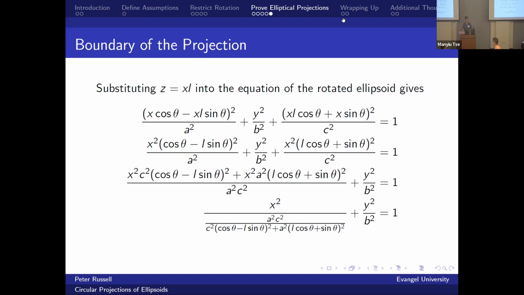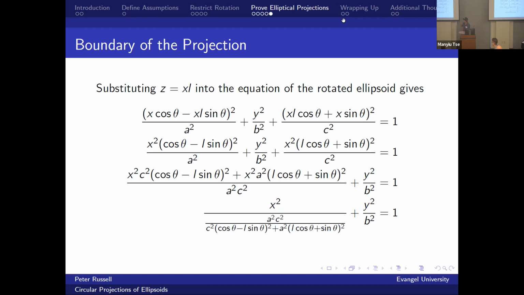And then we can combine the first term and the third term by finding like terms and just adding them together like fractions, where we end up with x squared times c squared times the cosine of theta minus L times the sine of theta, squared, plus x squared times a squared times L times the cosine of theta plus sine theta, squared, all over a squared times c squared, plus y squared over b squared. That's equal to 1. So from there we can just pull out our x squared and move everything in that term that's not the x squared into the denominator.